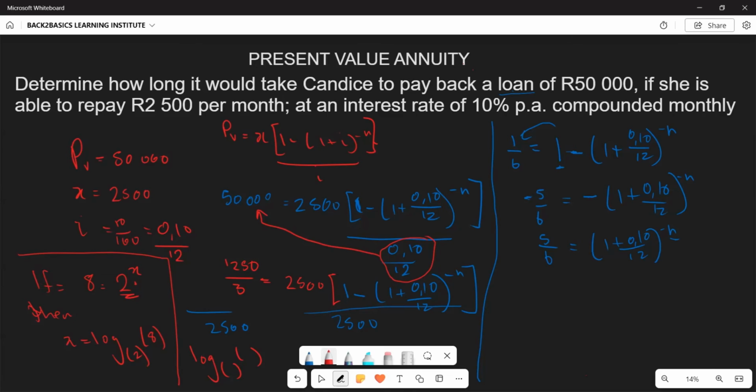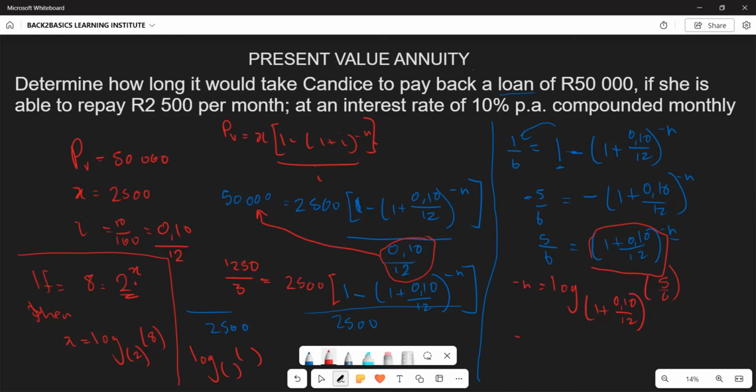Now, what we are going to have here is your negative n, which is equal to your log. Log, which one is going to be the base? The base is going to be this particular value. If this is your base, let's just punch it the way it is: 1 plus 0.10 over 12. Then this becomes your base. And the value this side is going to be 5 over 6 now.